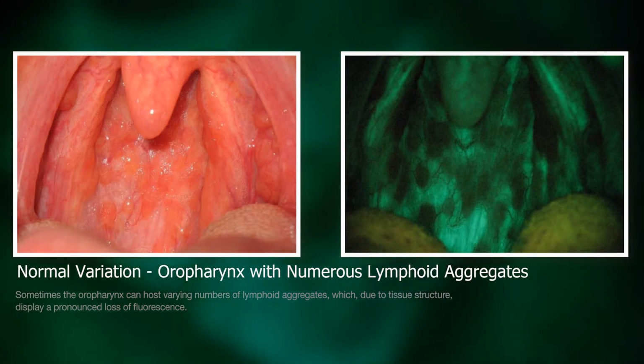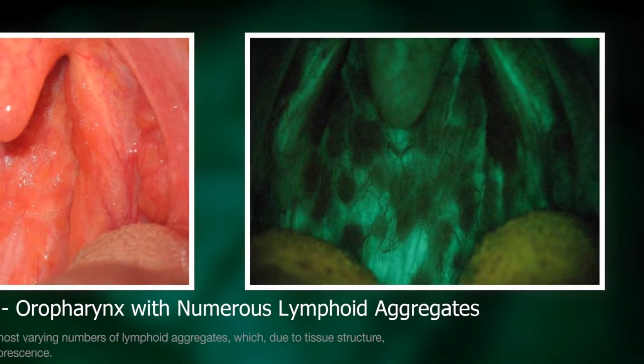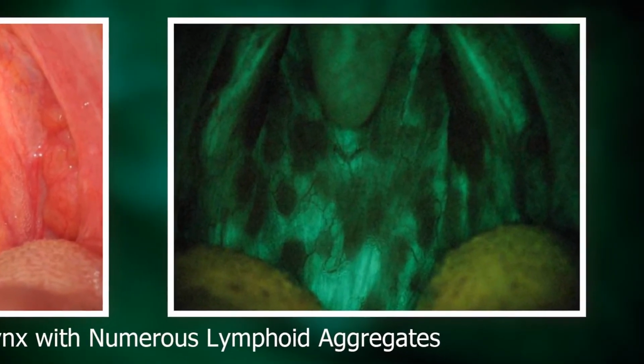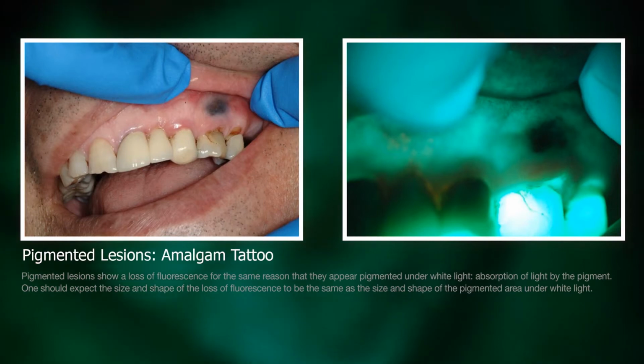On the other hand, a patient with a history of risk factors such as tobacco, alcohol, STDs, or immune system suppression is at higher risk of malignant disease of the aerodigestive tract, including the oropharynx. The presence of an irregular zone of loss of fluorescence should never be ignored.